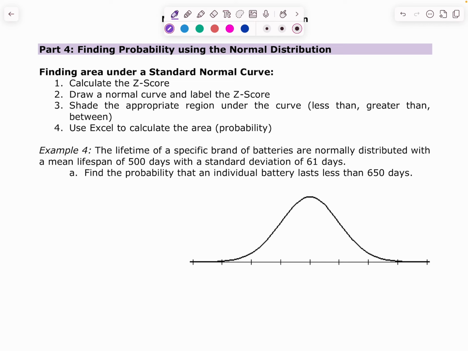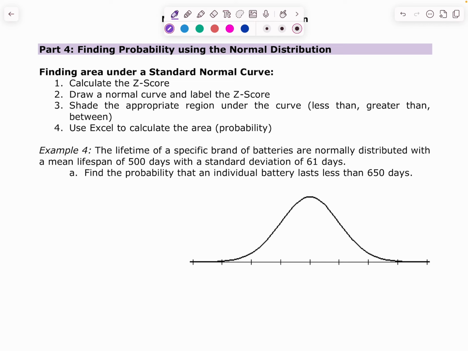There are other technologies and applications out there that you can use to calculate the area. But in these videos, I will be showing how to use Excel to calculate those areas or those probabilities, since area is interpreted as probability with a normal curve. So we're going to be using this same example for all of the examples that I have.